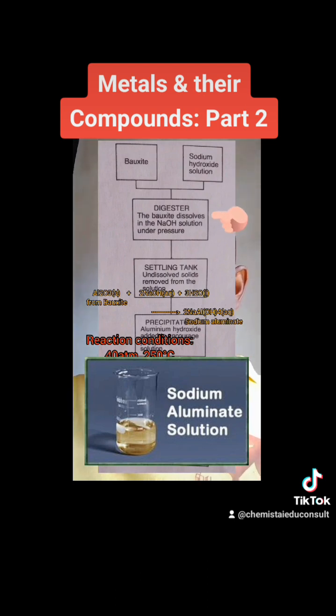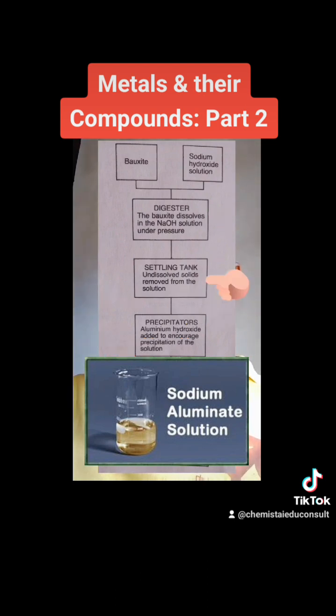Now, after this, we go to the settling tank. This is where other impurities that are not soluble in sodium hydroxide are filtered off, free oxide and other trioxosilicates in the bauxite. These are filtered off here as a sludge in the settling tank.